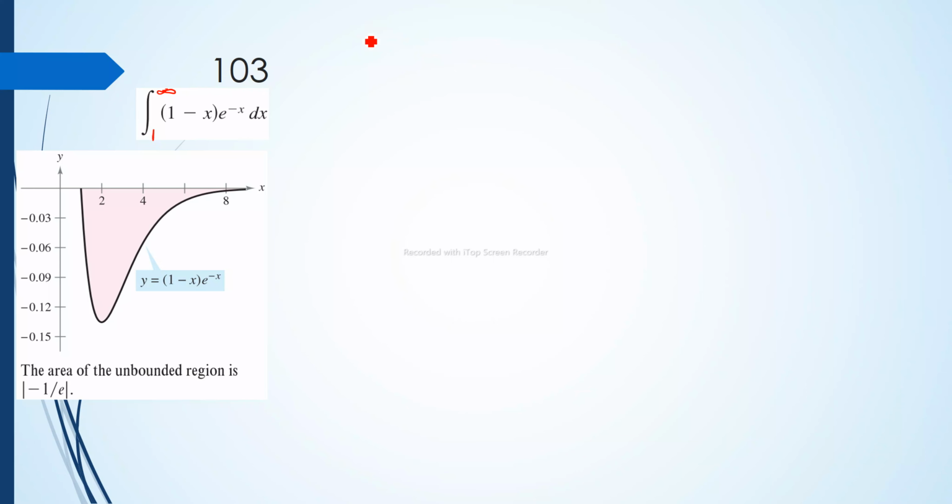As you can see, there are two functions here, 1 minus x and e to the negative x. It suggests that we'll be using integration by parts on this specific problem. So let's say our u is equal to 1 minus x and our du is negative dx. And our dv will be e to the negative x dx. Therefore, our v is negative e to the negative x.